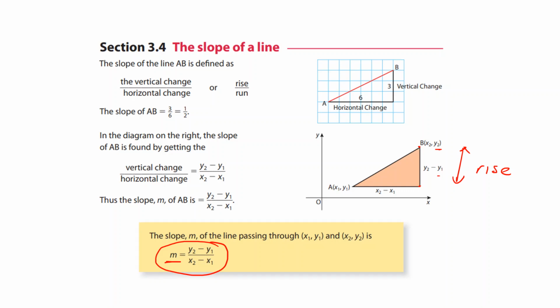So the formula to find the slope is you take y2 minus y1 and divide it by x2 minus x1. So divide the rise over the run. So how far the slope is rising up and how far it's going across as well. So let's take a look at a couple of examples.